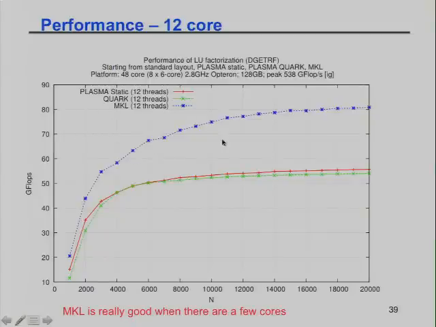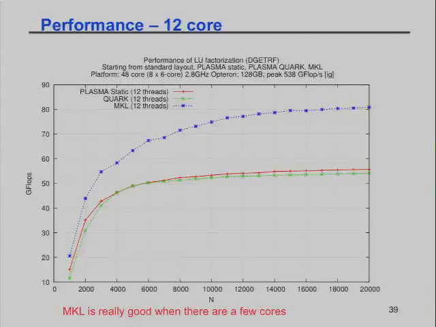I'm going to compare the blue line, which is MKL, the green line, which is quark, and the red line, where you build the entire DAG ahead of time, pay for it, and schedule it statically as best you can. So it's the best that DAG scheduling can do, even if it doesn't scale up totally. And on 12 cores, it's really hard to beat MKL, right? Because they've tuned it so carefully.